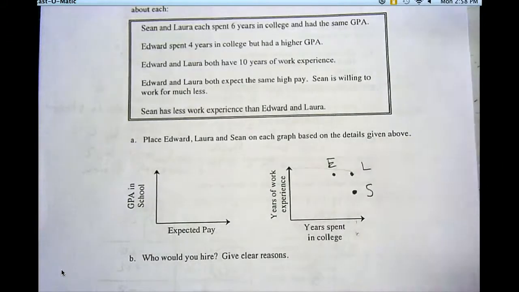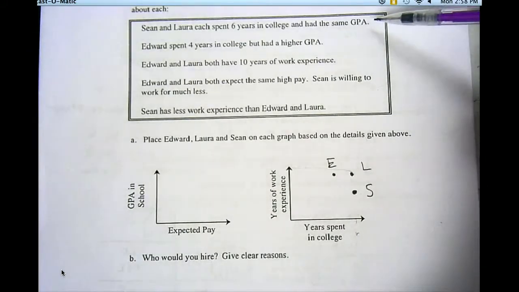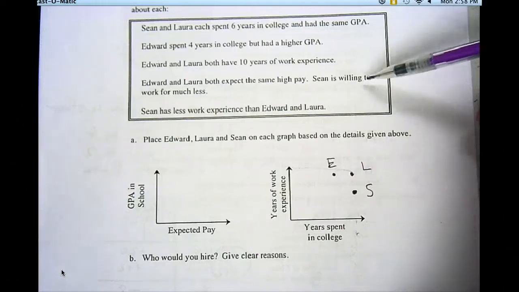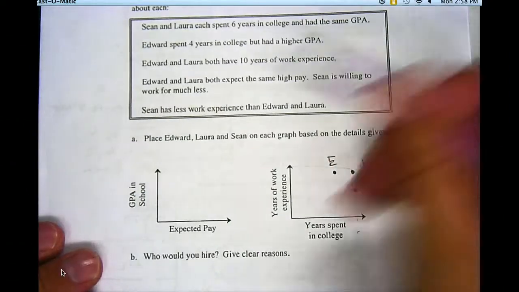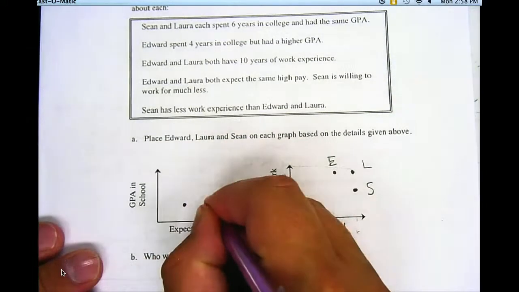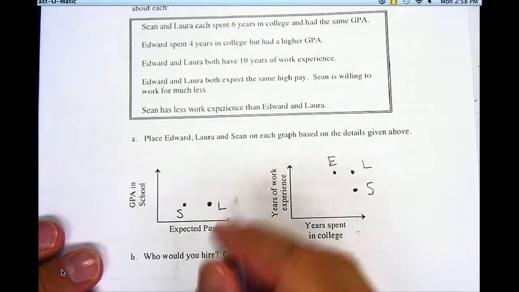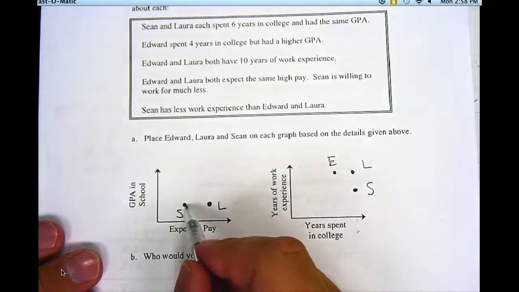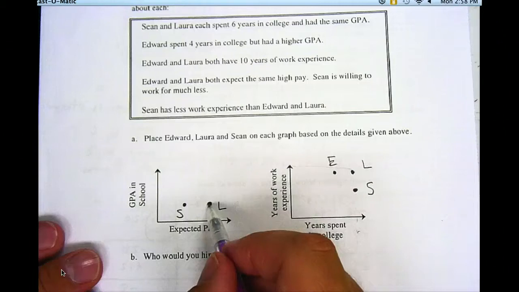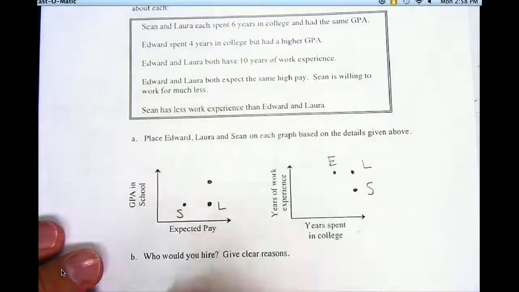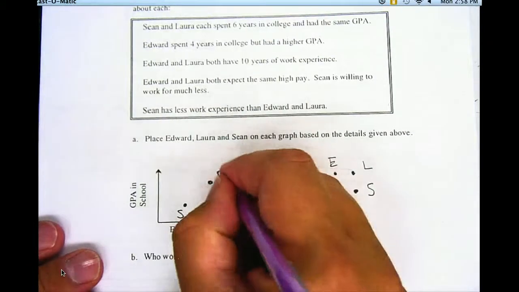So it only talks about the GPA. Well, Laura and Sean have the same GPA. Sean is willing to work for less. So they have the same GPA, Laura and Sean both. Sean is willing to work for less. Edward has a higher GPA, and he expects to make the same amount of money as Laura. So that should be like that, and we'll put an Edward there.